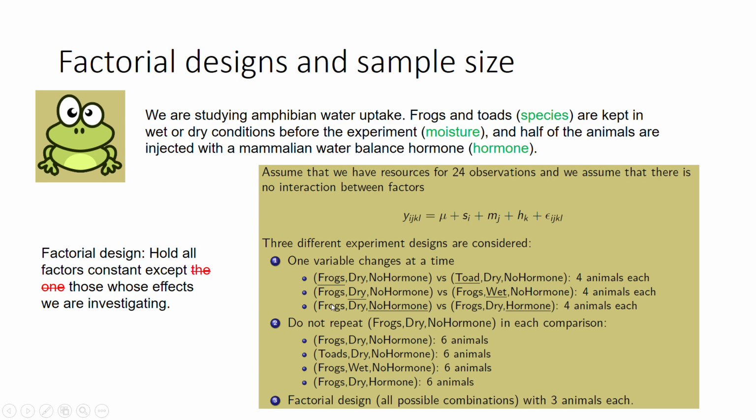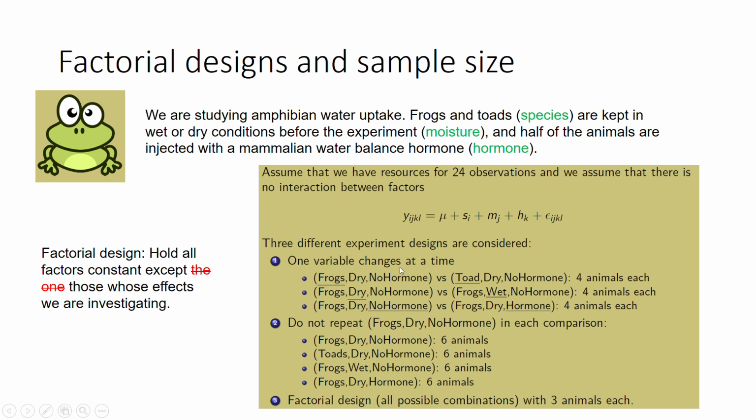So this design does not allow us to answer many useful scientific questions. We may also notice that frogs, dry, no hormone appears 3 times. So we actually have 12 animals for this one, while for the other groups we have only 4 animals, which is rather unbalanced. Actually we only have 4 groups. We have 3 groups here and 1 big group, but of animals of the same kind.